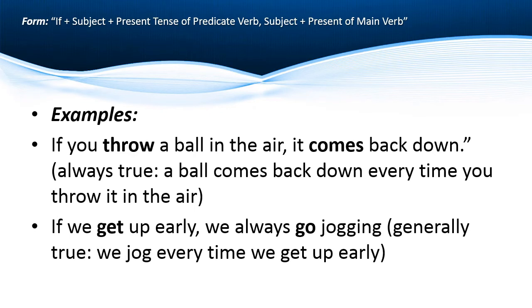Another example, if we get up early, we always go jogging. If we get up early, that's in present tense, we always go jogging, also in present tense. So this sentence is generally true because we jog every time we get up early. It means if we don't get up early, we don't go jogging, because we always go jogging if we get up early.